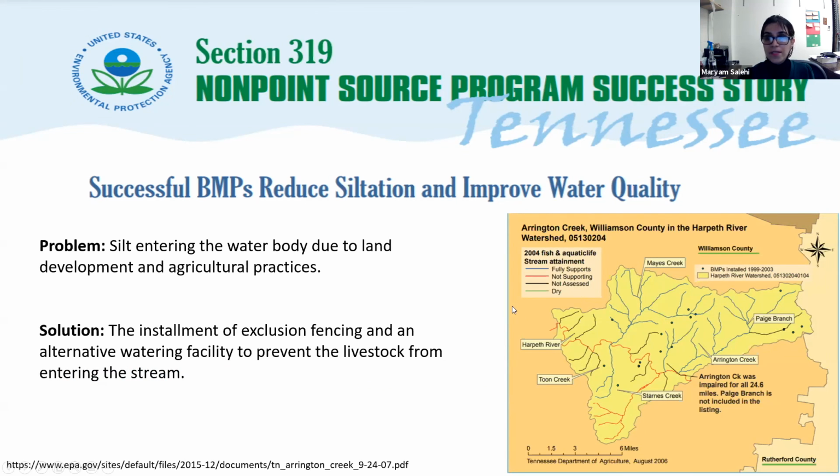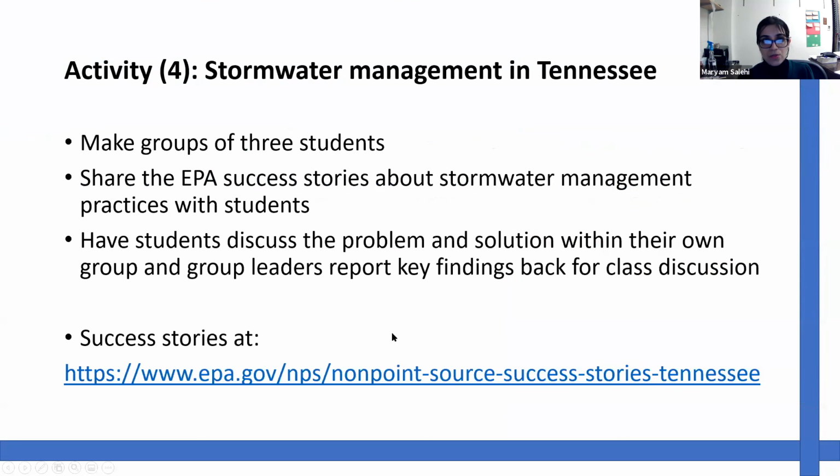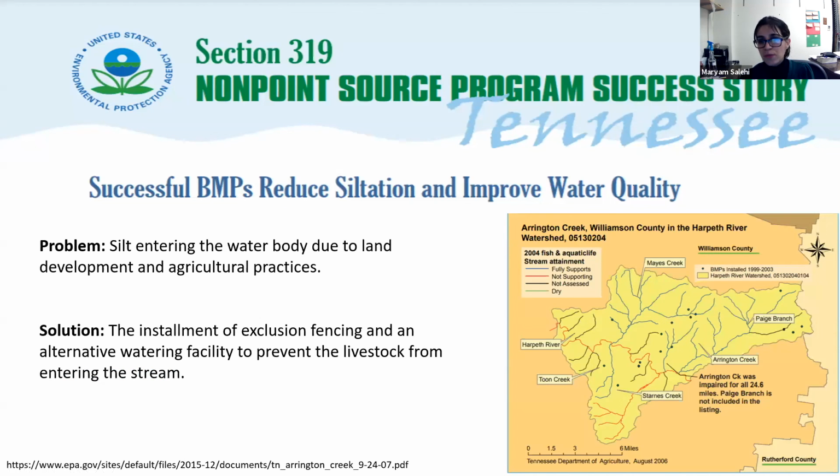For example, the problem in this case was the silt entering the water body during agricultural practices. To solve that, they installed some fencing and used another watering facility for the livestock. There are lots of success stories. You can ask the students to read those, identify the problem and how they resolved it. I provided the link in the last slide. You can just download the file. They are 1 page or 2 page stories.